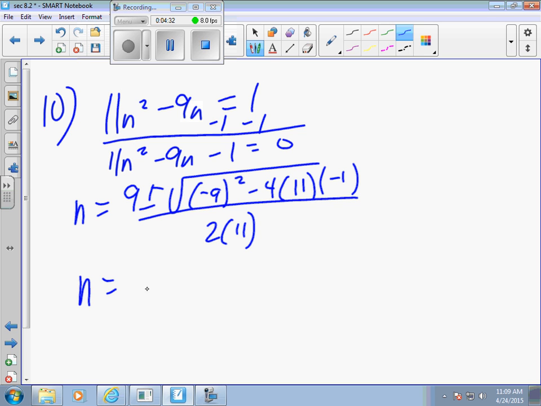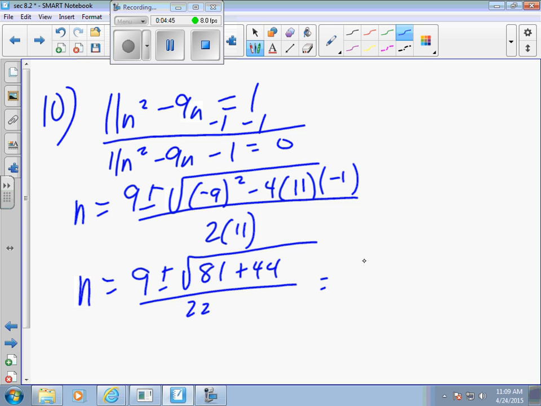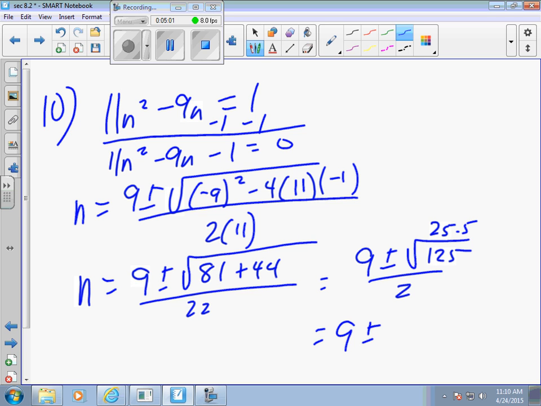Let's do some simplifying. I get 9 plus or minus the square root of 81 plus 44, all over 22. I get the square root of 125 over 22. And one more step, 125 is 25 times 5. Square root of 25 is 5. So 9 plus or minus 5 root 5 all over 22. That doesn't simplify at all.